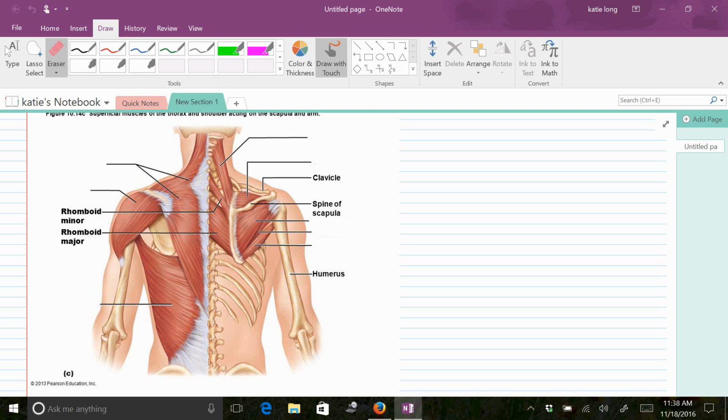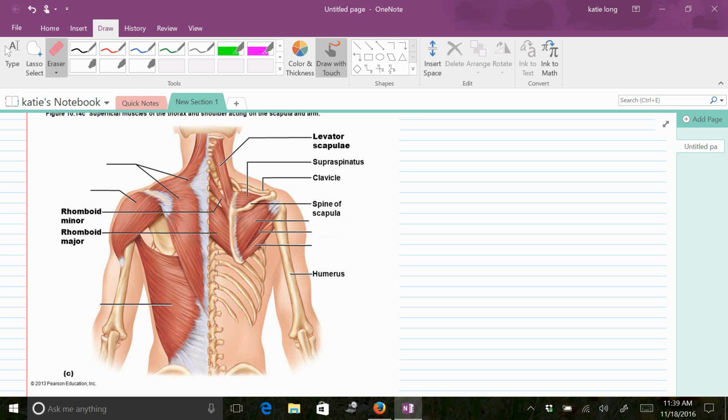Okay, so the first muscle that we will label is the levator scapulae. Then we have the supraspinatus muscle. So let's go ahead and think about the supraspinatus muscle. Where are you going to find that? You're going to find it on the supraspinous fossa of the scapula, right?